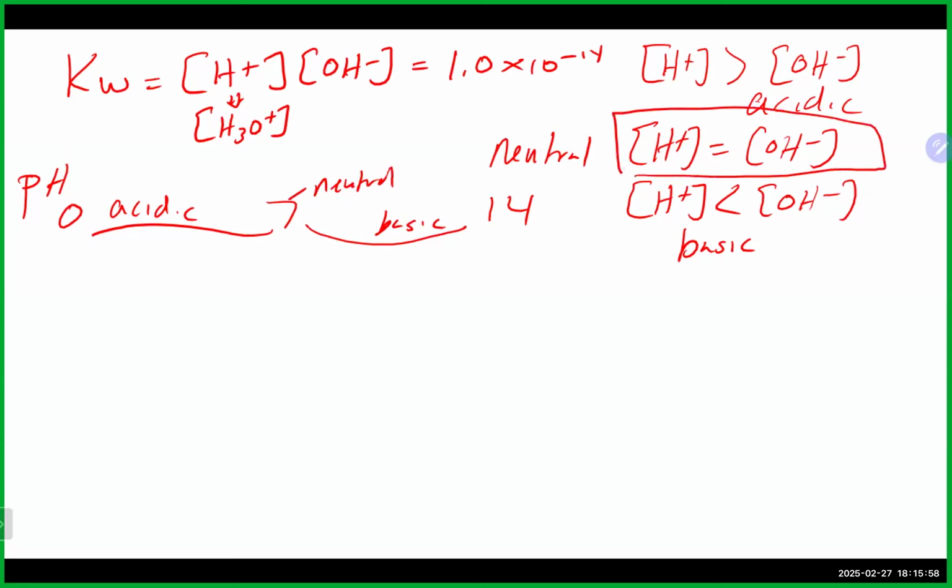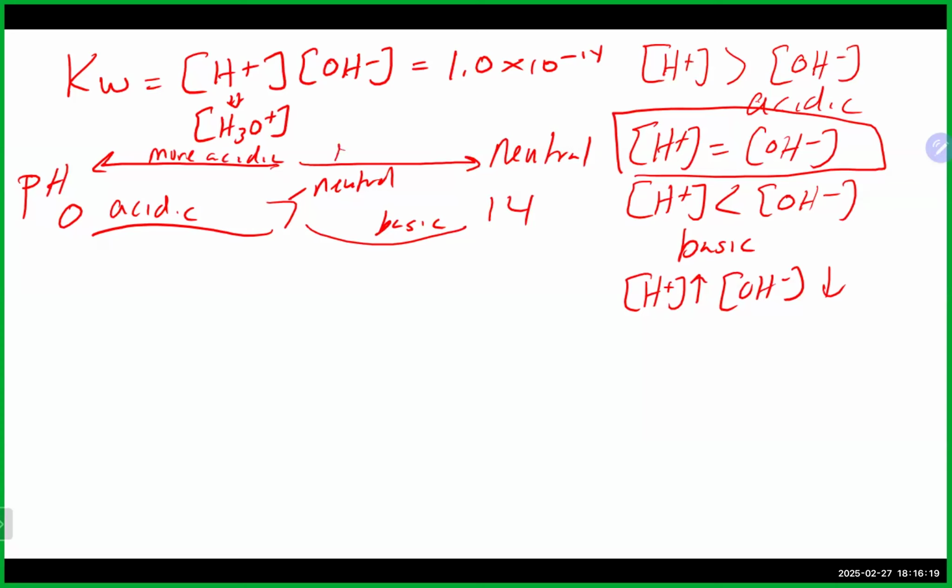And by the way, again, the relationship between H+ and OH- is that as one goes up, the other goes down. So it's sort of an opposite relationship between those two concentrations. As you go from 7 towards 0, you're becoming more acidic. And as you go from 7 towards 14, you're becoming more basic.